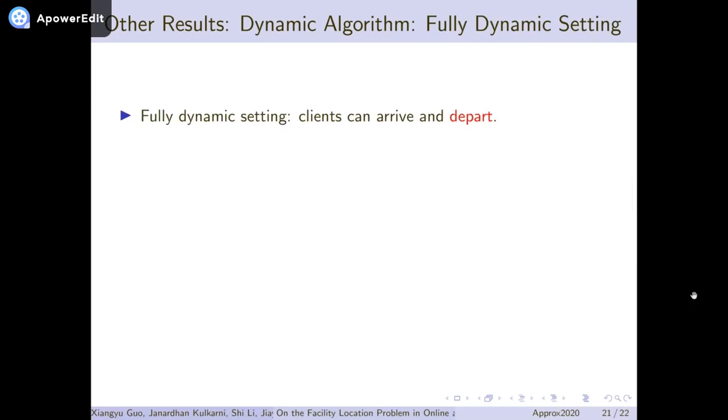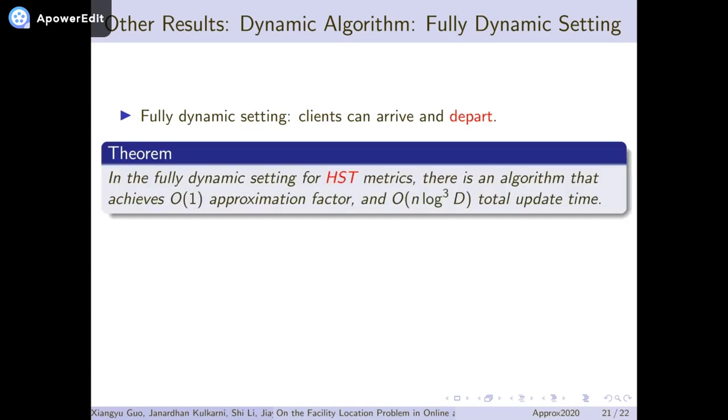Finally, we study the fully dynamic model for facility location. In this setting, clients can both arrive and depart. Our main result is, for HST metrics, we prove there is an algorithm that achieves O(1) approximation factor and big O n poly log d total update time.